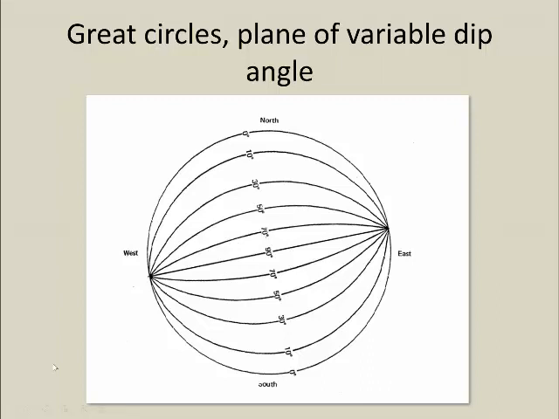So again, be aware, strike plus 90 or strike minus 90 gives you the dip direction, and you need to be aware which is the actual true dip direction of the plane, because otherwise if you add or subtract 90 from the wrong end of the strike line, you end up with the wrong dip direction.